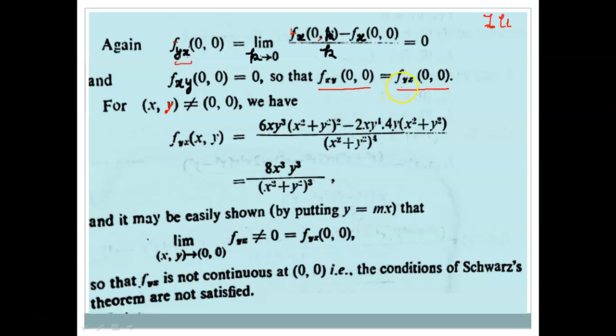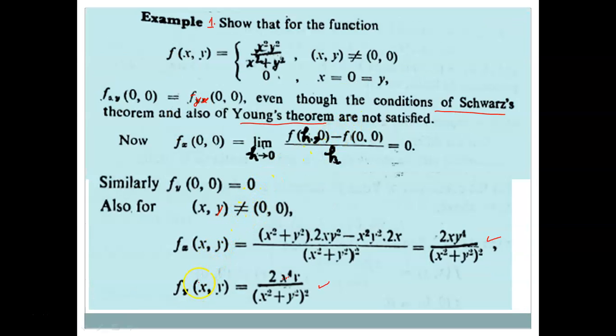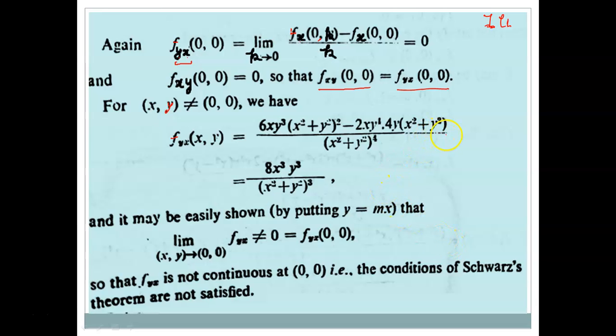Now we want to check the continuity of fyx at the point (0, 0). So let us see what fyx is. You first differentiate with respect to x, and then with respect to y, and we get this expression. We already differentiated with respect to x, and then you again differentiate it with respect to y partially. After simplification we get this quantity: 8x cube y cube divided by (x square plus y square) whole cube. Now this is the value of fyx.